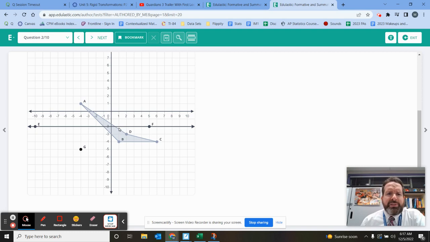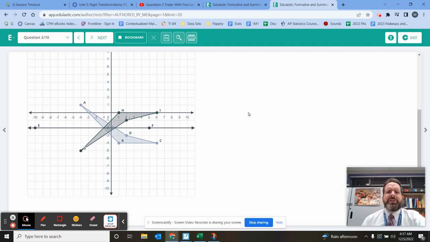B is currently 2 units below the line, so the reflection of B is going to be 2 units above the line. The same is true for C. And then for point D, D is 1 unit below the line, so when it's reflected, it's going to be 1 unit above. Now to close your shape, you have to go back and click on your original as well.